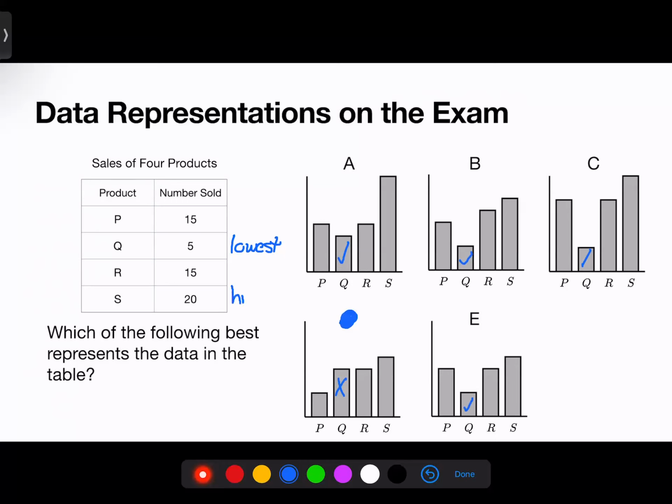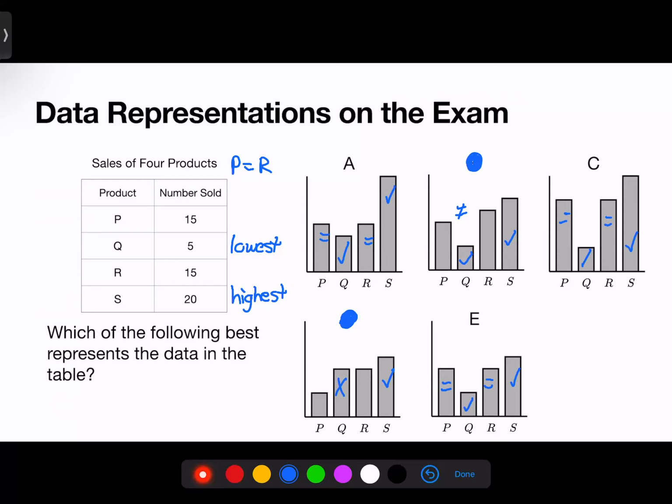I see that S is the highest, so let's double check. Yes, each of these have S as the highest. Now P and R are equal to each other, so we need to make sure that every graph has P and R equal. A is good, B is not. These are not equal to each other, so I have to eliminate choice B. C is equal and E is equal. So now we're left with three options, A, C, and E.